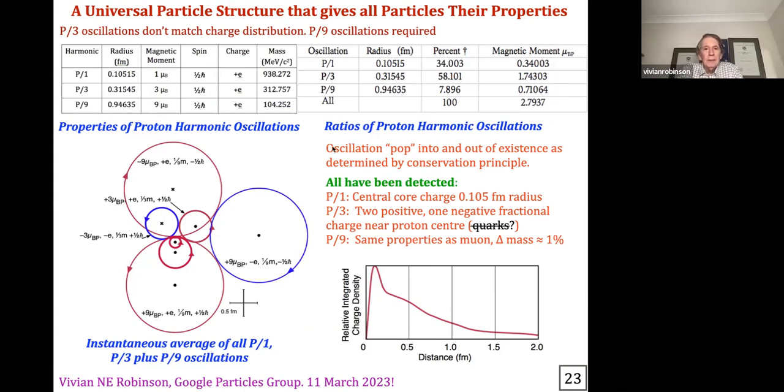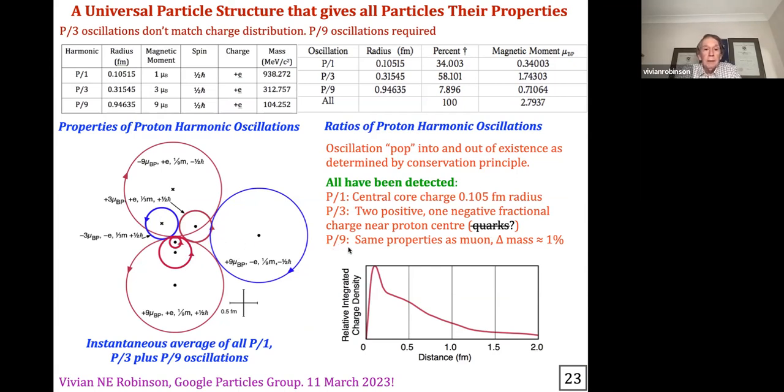Now, these oscillations will just pop into and out of existence as required for conservation principles. And while this may seem a little different, they have all been detected. So let's take the P/1, 0.105 fm. That looks like a pretty good detection there. The P/3, 2 positive, 1 negative, near the proton center. Does that remind anybody of something? Quarks, perhaps? Or are they quarks? Or are they just 1/3 rotating harmonics?